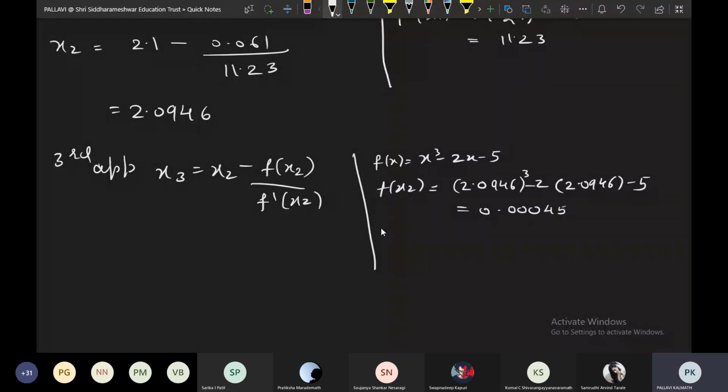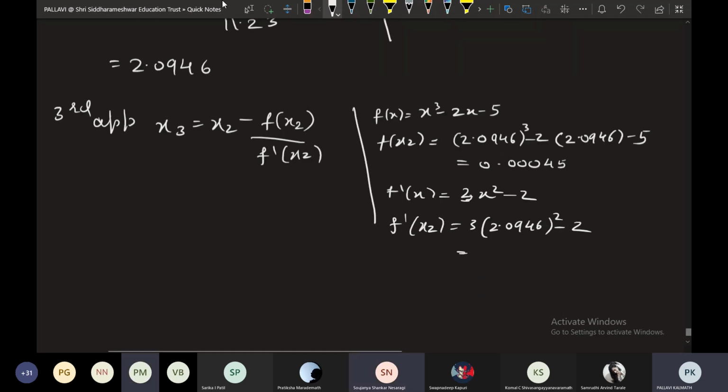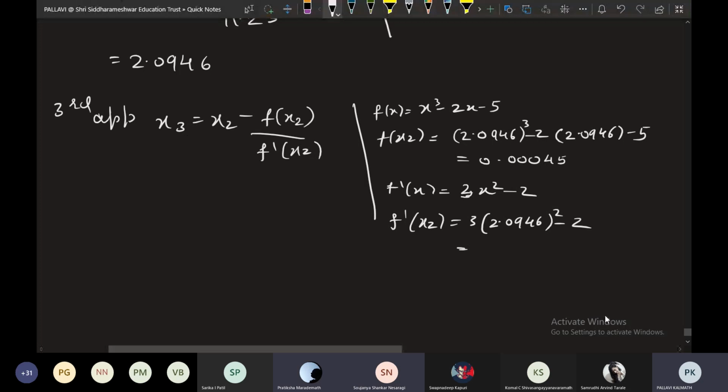Okay. What is the derivative of the function? 3x square minus 2, no? Okay. So find f dash of x2 now. 3 into x2 square means how much? 2.0946 square, minus 2. And find the answer. 11.1620.